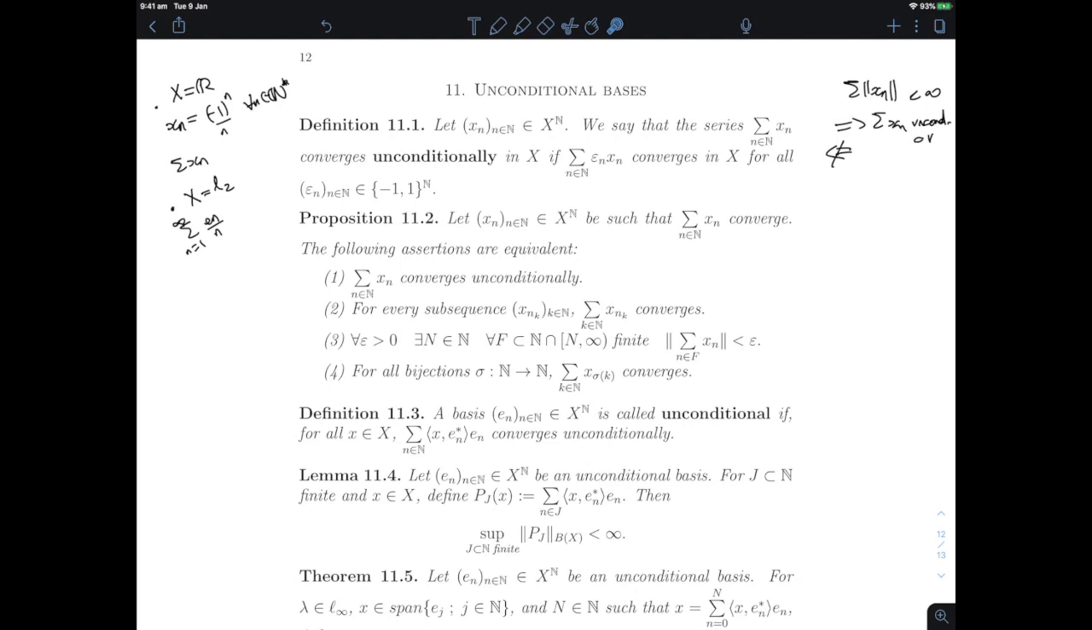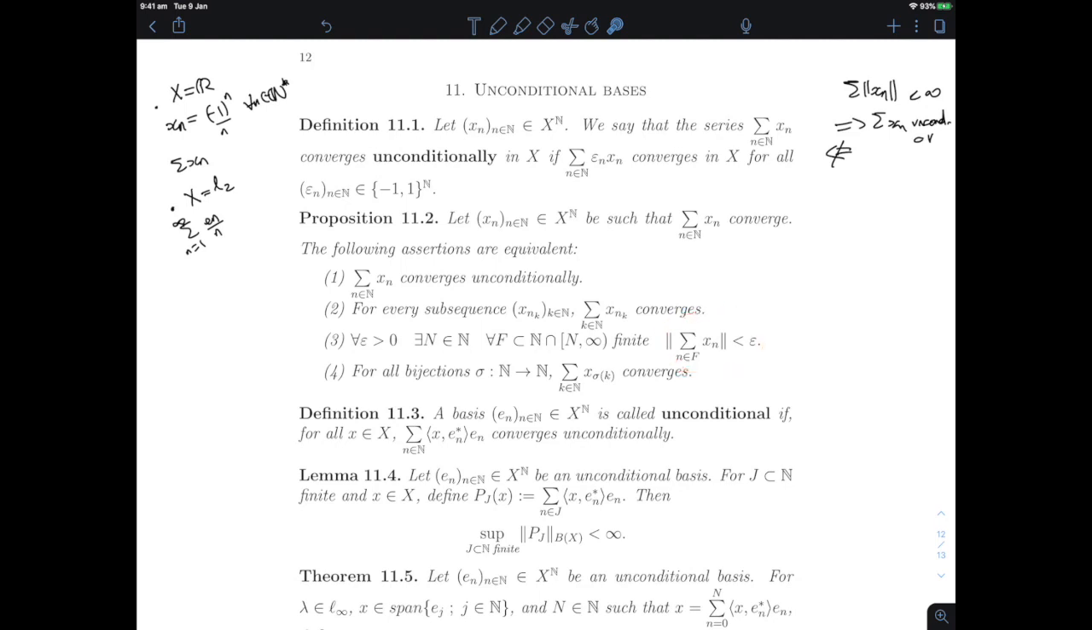So 3 is saying that if you look far enough into the natural numbers, it doesn't matter where you look, any finite set of natural numbers above capital N will be such that the series restricted to that set is small enough. We know, of course, that if we have a series that converges, you have a Cauchy sequence when you look at partial sums. So if you were to take F to be a sequence of natural numbers from capital N to some capital M, if capital N is large enough, then this would have to be small.